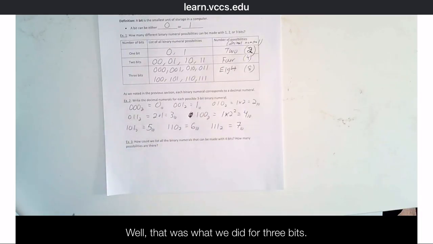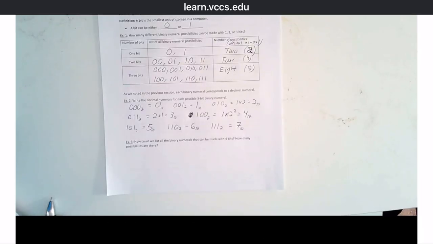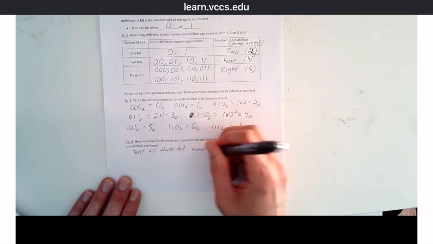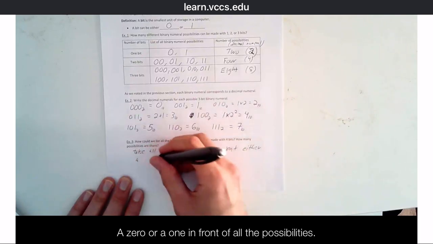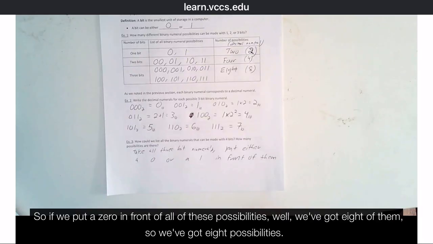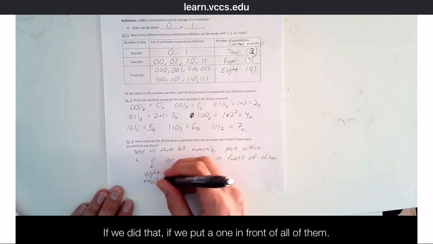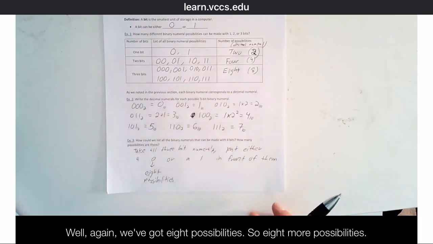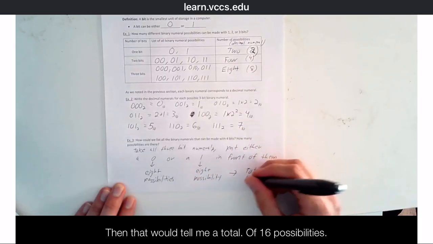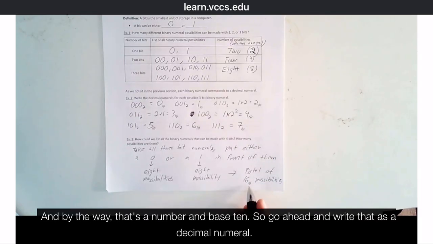Well, that was what we did for 3 bits. What could we do to figure out how many different binary numerals we could make with 4 bits? We kind of already described the process above. We could take all 3-bit numerals and then put either a 0 or a 1 in front of all the possibilities. So if we put a 0 in front of all of these possibilities, well, we've got 8 of them. So we've got 8 possibilities if we did that. If we put a 1 in front of all of them, again we got 8 possibilities, so 8 more possibilities. Then that would tell me a total of 16 possibilities. And by the way, that's a number in base 10, so go ahead and write that as a decimal numeral. So we got a total of 16 possibilities.